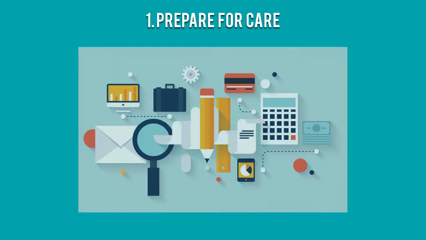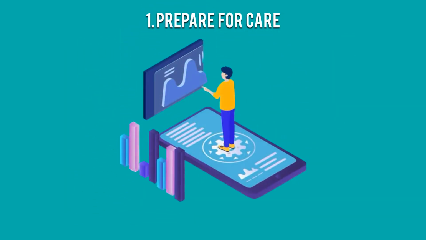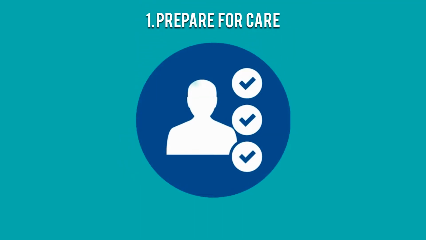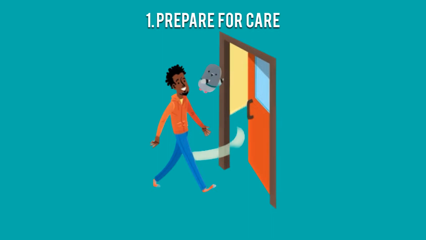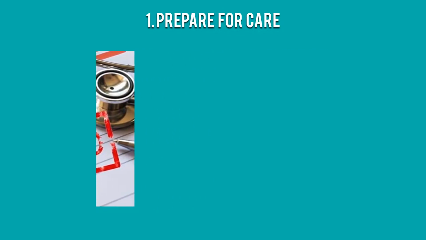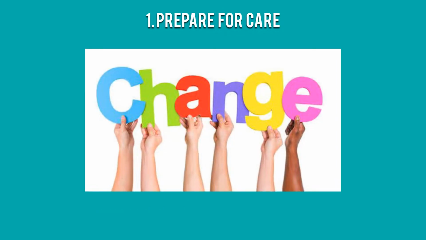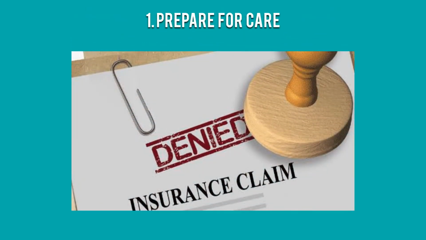Number 1, prepare for care. When you prepare for a patient visit, you are essentially preparing to get paid. Though there are many viable ways to operate a practice, you should consider the following directives. Check eligibility. Even if a patient has been to your practice before, it's important to check insurance eligibility. Patient coverage can turn on a dime, but when you check eligibility, your practice can prepare for changes before a claim is created and avoid inevitable denials.